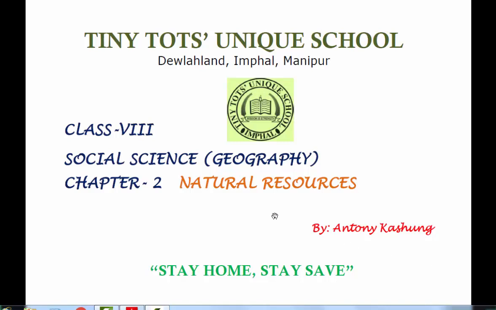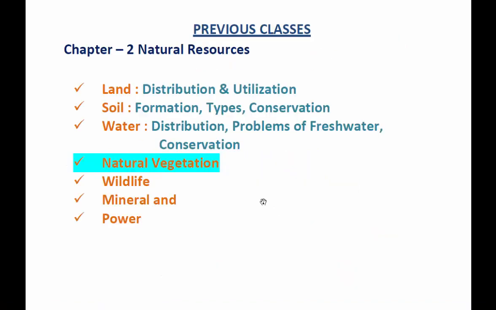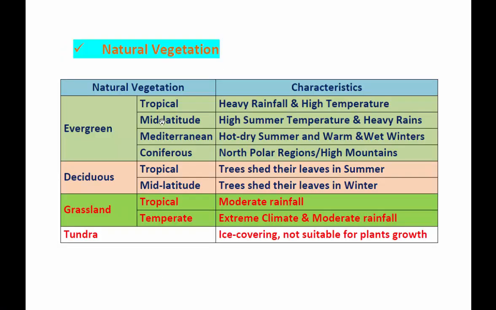Today let's learn the continuation of chapter 2 from geography. Well, in the previous class we have discussed some of the natural vegetations such as evergreen forest and deciduous forest. Today let us try to cover grassland, both tropical and temperate, as well as tundra vegetation. Well, let's begin with tropical grassland.